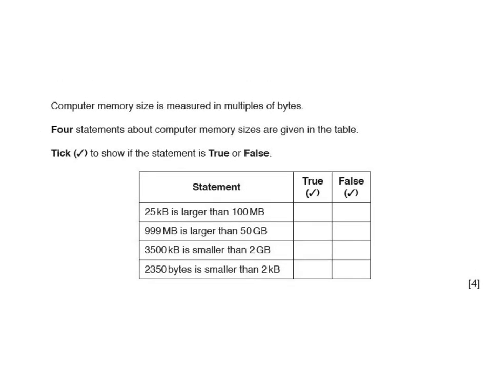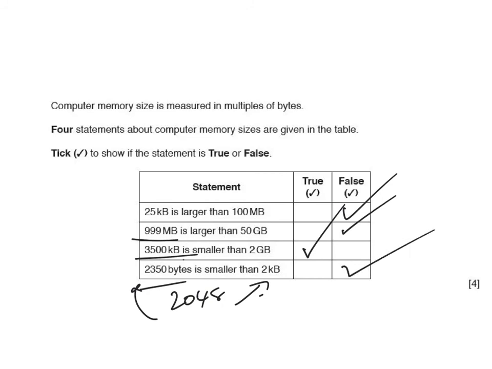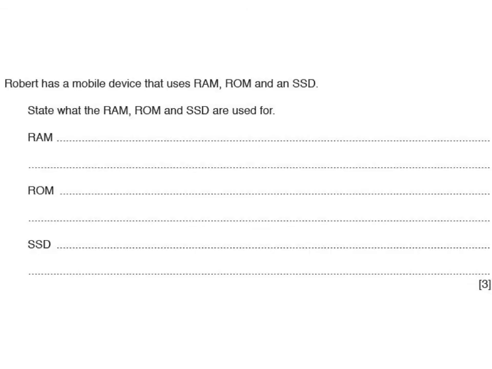Straightforward true-false one here, so 25 kilobytes larger than 100 megabytes, false. Nearly 1000 megabytes larger than 50 gigabytes, also false. 3500 kilobytes smaller than 2 gig, true, much smaller. And we've got 2350 bytes smaller than 2 kilobytes, so we need to do the math on that one. So that would be 2048 bytes, whereas this is 2350, so that's false because 2350 is ever so slightly more.